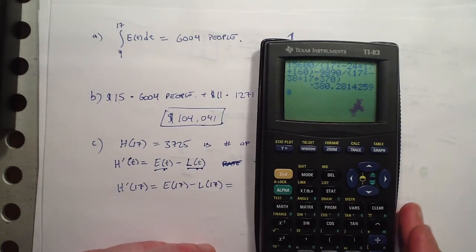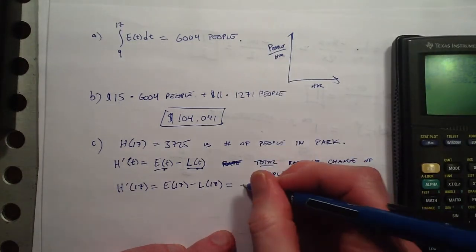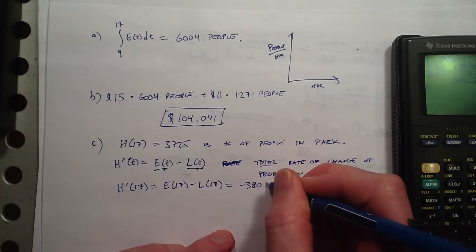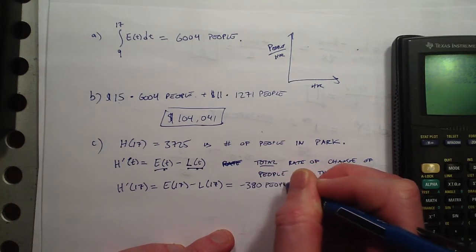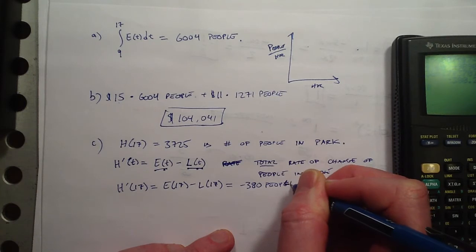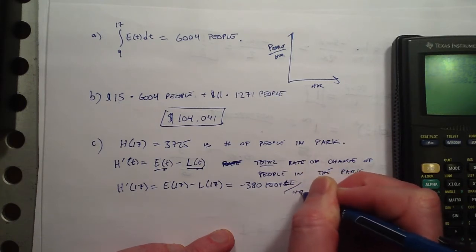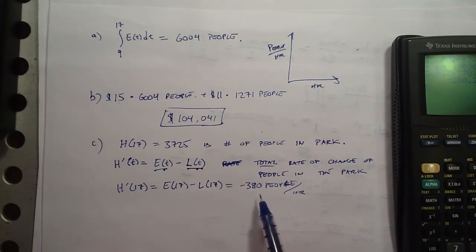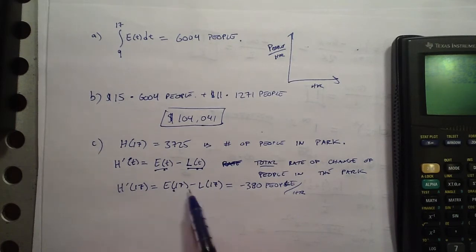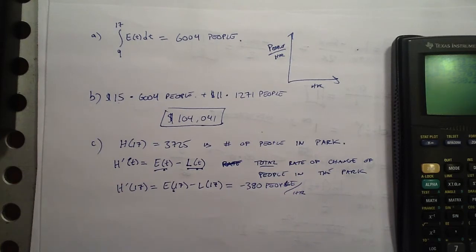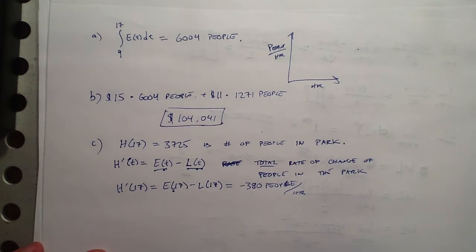So it's about negative 380 people per hour. So at that time, the total rate of change, although there are still people coming in, there's more leaving. So the overall rate of change is negative 380 people per hour. Population of the park is going down, just as the sun is going down. All right, part D.